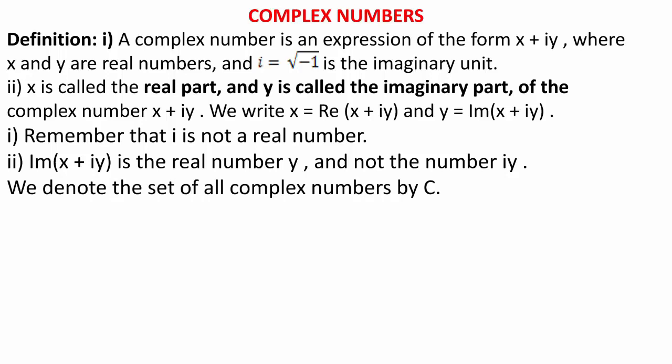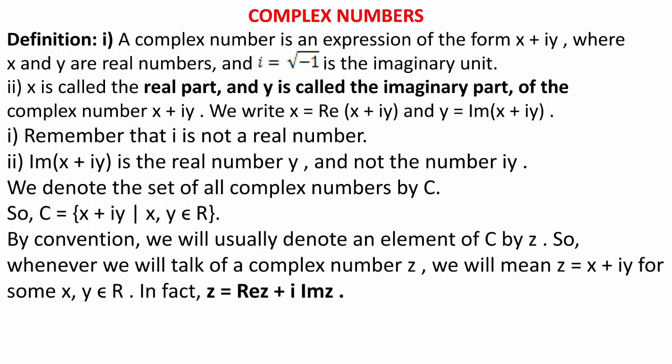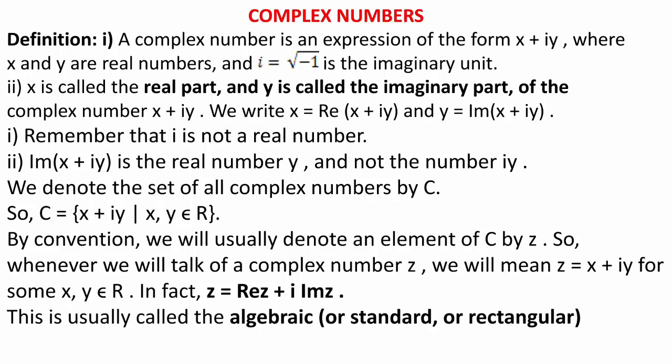We denote the set of all complex numbers by capital C. So C = {x + iy such that x, y belong to R}. By convention, we will usually denote an element of C by z. So whenever we talk about a complex number z, we mean z = x + iy for some x, y belonging to R. In fact, z = real part of z + i times imaginary part of z. This is usually called the algebraic, standard or rectangular representation of the complex number.